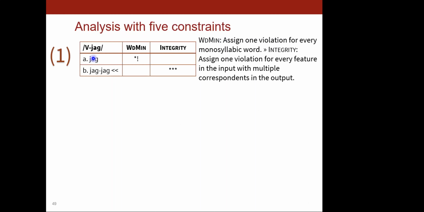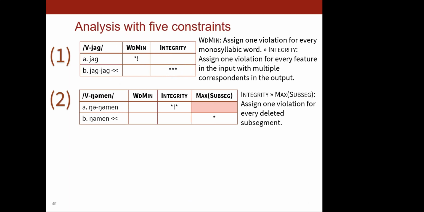So notice how the input for this form is a thematic vowel that's followed by a monosyllabic root. A word minimality constraint is what prohibits monosyllabic outputs from being selected by the grammar. This word minimality constraint must be ranked higher than integrity. Integrity assigns violations in case of copying. So the optimal output here is yag yag, and that involves copying of 3 segments from the root, and thus it violates integrity 3 times. But the candidate in which integrity is not violated violates word minimality. So that's how we get this ranking here.